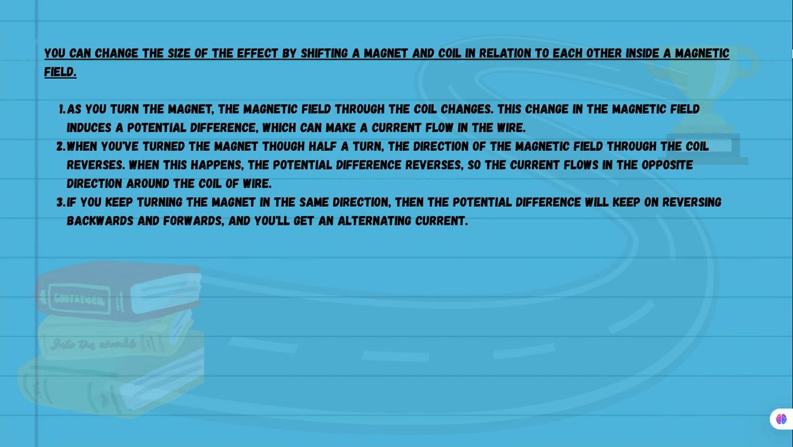You can change the size of the effect by shifting a magnet and coil in relation to each other inside a magnetic field. As you turn the magnet, the magnetic field through the coil changes. This change in the magnetic field induces a potential difference, which can make a current flow in the wire. When you turn the magnet through half a turn, the direction of the magnetic field through the coil reverses. When this happens, the potential difference reverses, so the current flows in the opposite direction around the coil of wire. If you keep turning the magnet in the same direction, then the potential difference will keep on reversing backwards and forwards, and you'll get an alternating current.